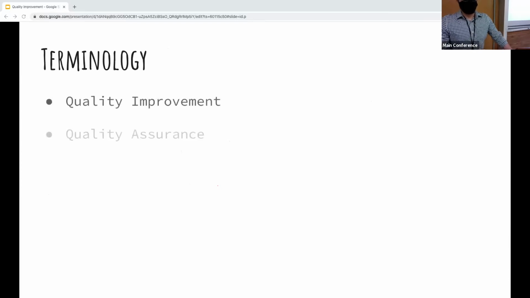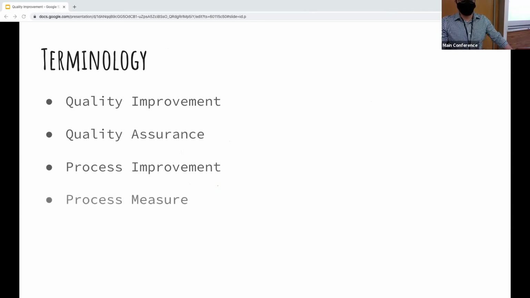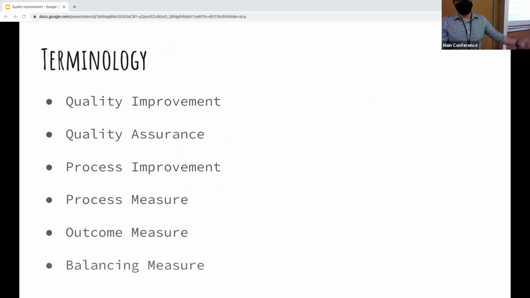I'm not going to get too much in the details of this. This is sort of the terminology that you'll often see with quality improvement. So quality improvement, like we talked about, is a framework that we use to improve care. Quality assurance is basically making sure that the quality of care you're giving is up to par. Process improvement is looking at the way that things are run and improving that process. And the process measure is a way of measuring that process so that you know that if you change something, how does that impact a specific metric, for example, time.